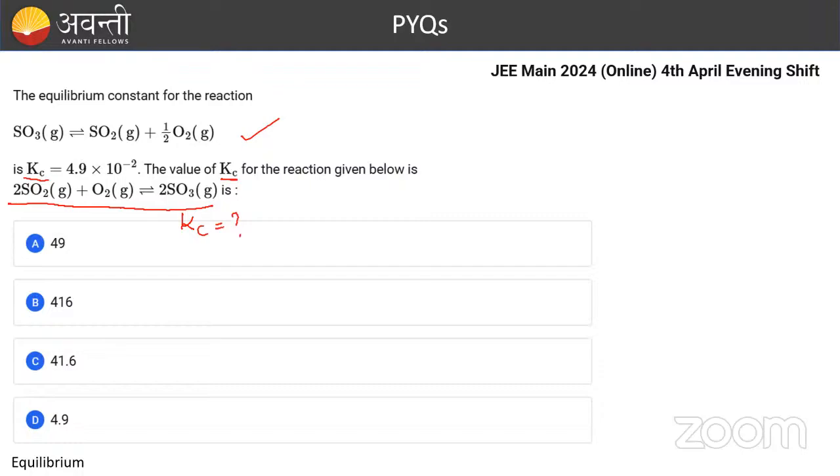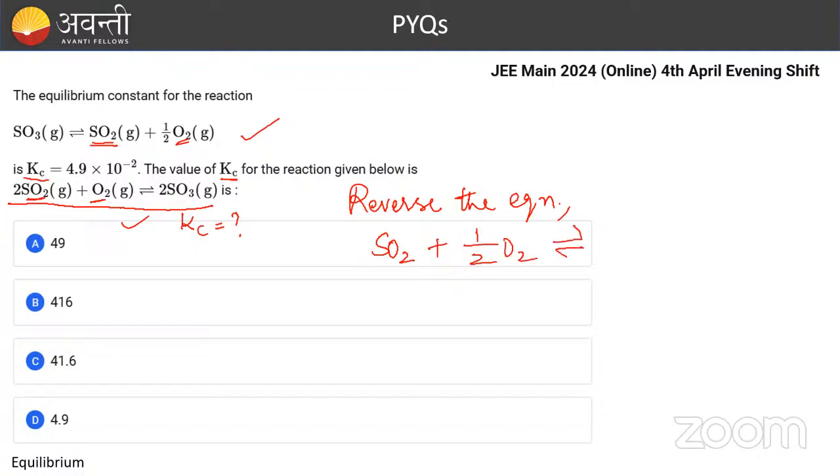So we have to get this equation from the given equation. How to get this? In the given equation, we have sulfur dioxide on the product side. But in the desired equation, we have sulfur dioxide and oxygen, both in the reactant. Okay, first you reverse the given equation. If we reverse the given equation, we will get SO2 plus half O2 giving SO3.